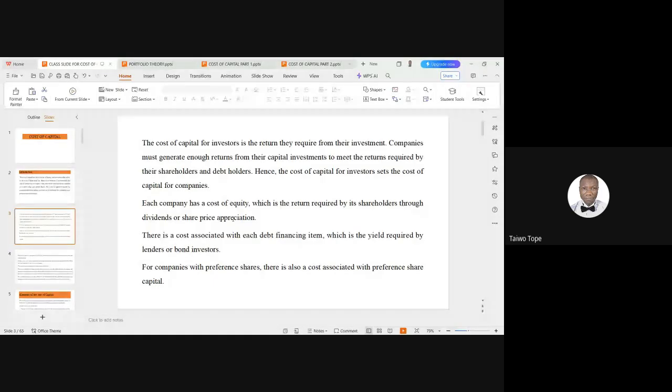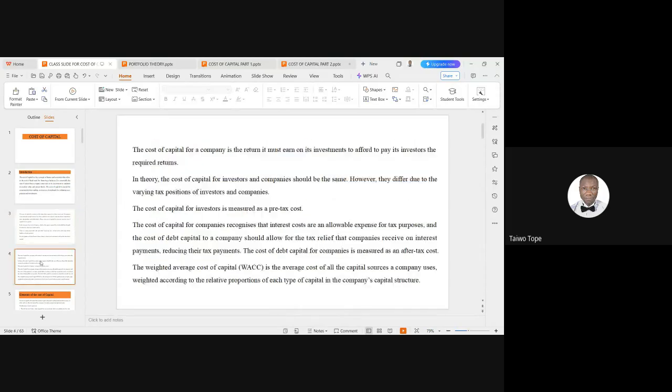So what we're just trying to say is that for equity, there is a cost of equity, there is cost of debt, there is cost of preference share, there is cost of redeemable debenture. So all these are what the syllabus wants us to examine. So also, the cost of capital for a company is the return it must earn on its investment to afford to pay its investors the required returns. So in theory, the cost of capital for investors and companies should be the same. But however, they differ due to varying tax positions of investors and companies.